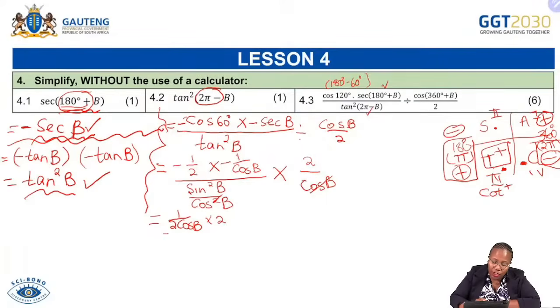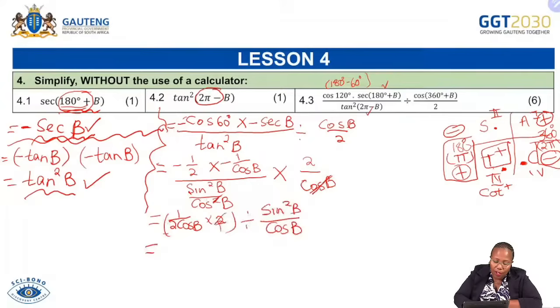And then on the denominator now, this is the numerator, right? On the denominator, we are left with divide by sine squared b over cos b. Remember now, 1 cos b has cancelled there. We are left with 1 cos b. And then this is equal to 2 over 1. 2 goes once there. We are left with 1 over cos b.